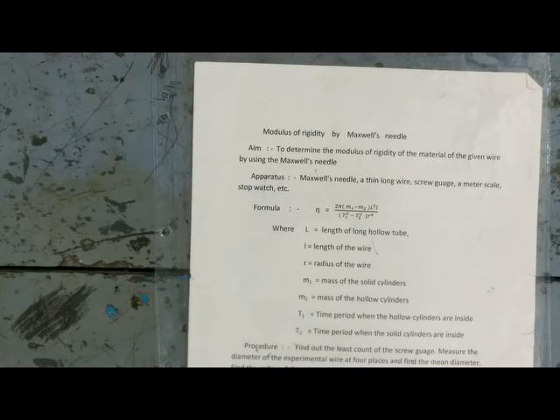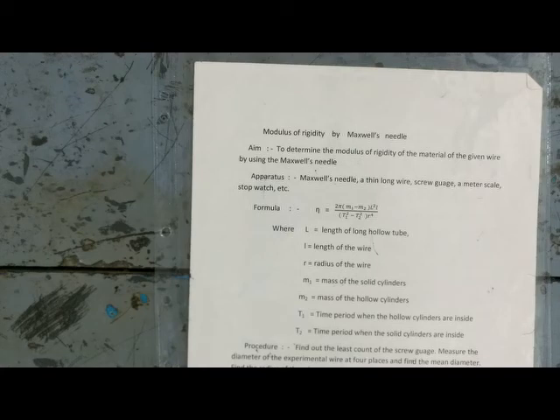Firstly, we take the hollow cylinder inside and the solid cylinder outside, and give trials for 20 oscillations. We note down how much time is required for 20 oscillations using the stopwatch. In this way we get 3 trials with the hollow cylinder inside and the solid cylinder outside, and after that we take the mean and find the time period T1, which is included in the formula.